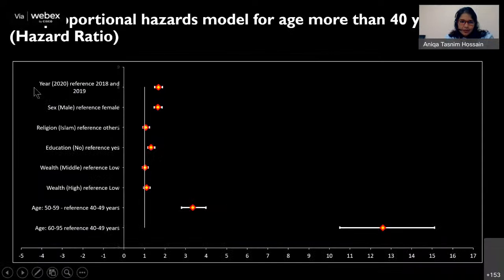So one snapshot from the Cox proportional hazard model using time to event data for the deceased people more than 40 years. So we can see that we have a 1.5 times higher hazard ratio for 2020 compared with 2018 and 19, and for males the hazard ratio is higher. We did not find any significant hazard for religion groups or wealth. For education it's significantly higher, and for age it's obviously significantly higher.